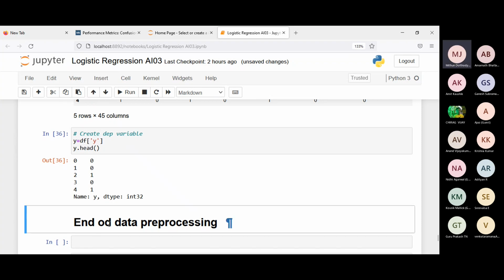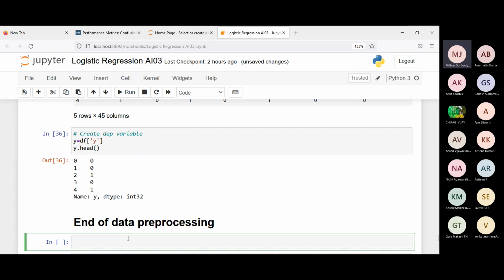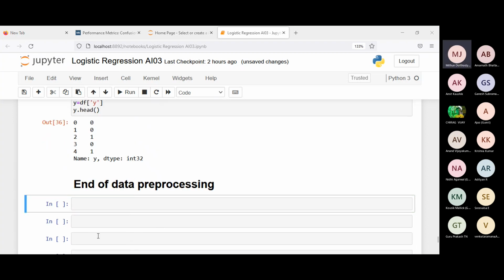Okay, my spelling is wrong. End of. This is my end of data pre-processing. Now we are actually ready to build the model using this converted data.